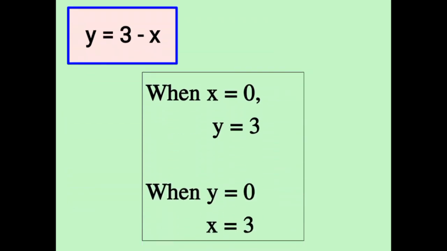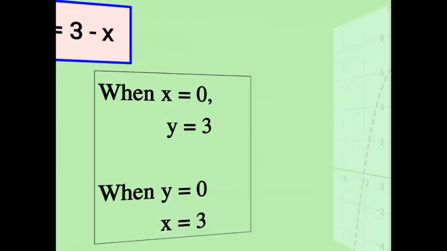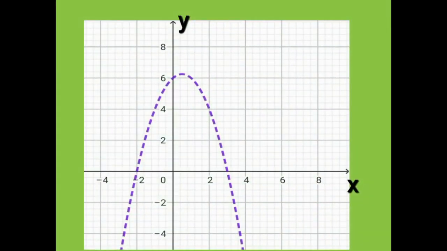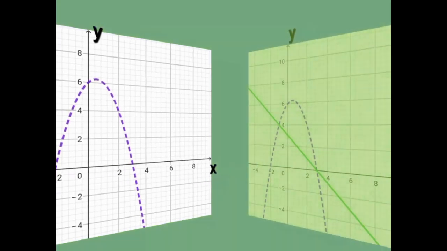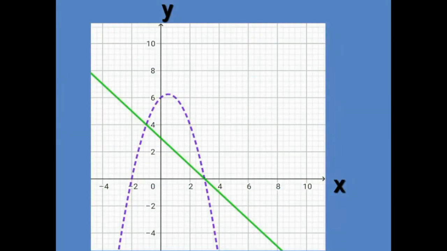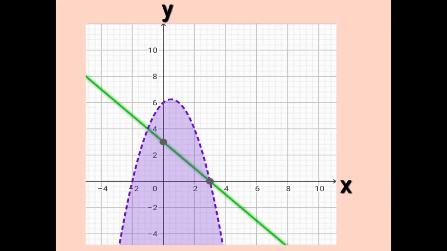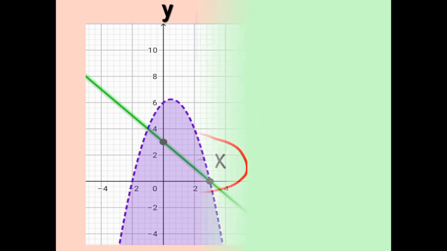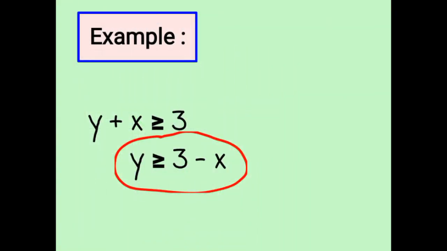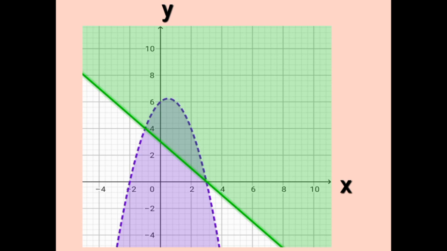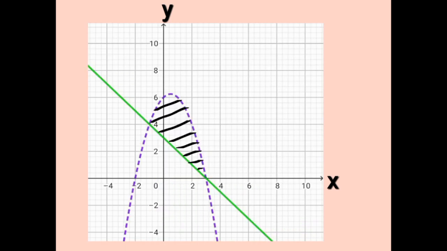Now for the y = 3 - x graph, when x equals 0, y equals 3, and when y equals 0, x equals 3. So draw a dotted line for the curve y = (3 - x)(2 + x) and a solid line for y = 3 - x. As y is less than (3 - x)(2 + x), this includes the shaded region below the curve. y is greater than or equal to 3 minus x and hence this includes the region above the line graph y = 3 - x, including the line graph itself. The two colored regions overlap in this area and hence this colored region is the region that satisfies the two inequalities.